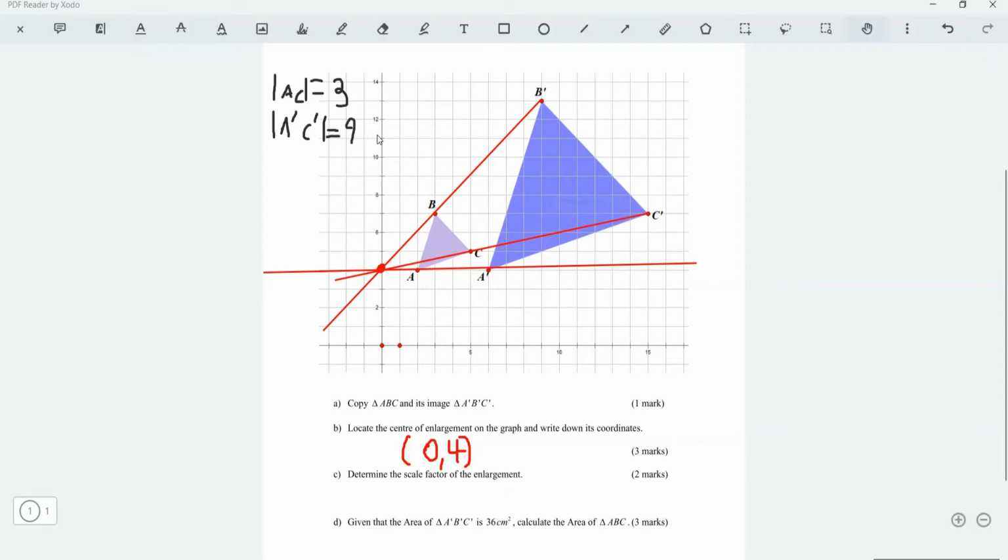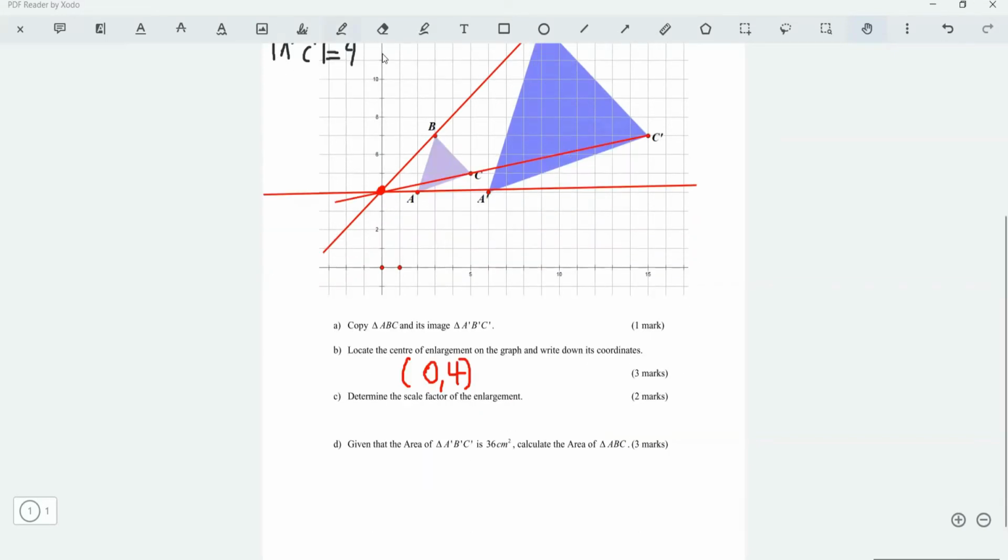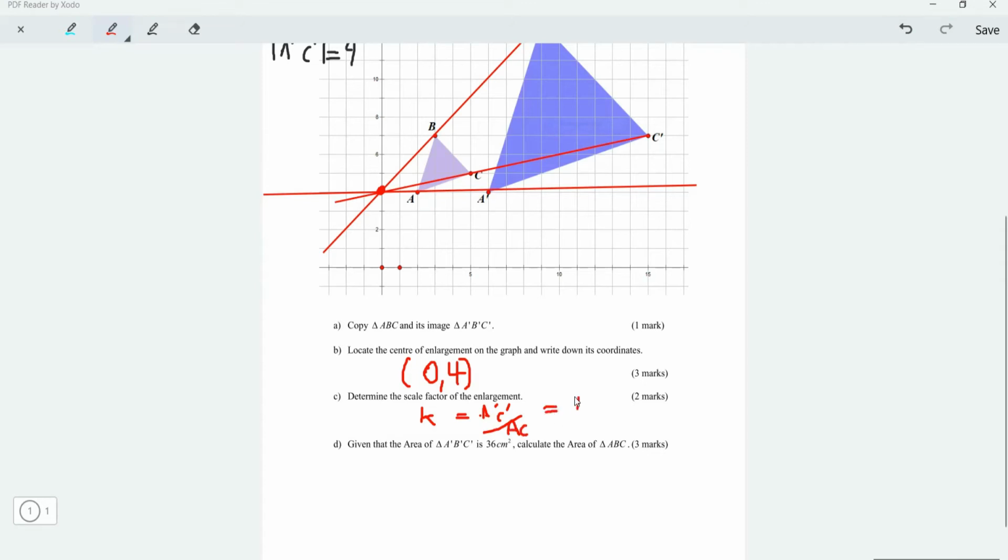So that means that the scale factor is the corresponding side. Remember, it's the length of the image over the object for their corresponding sides. In this case, we like to call the scale factor K. So the scale factor K is equal to the length of A prime C prime divided by the length of AC. And that is 9 over 3, and 9 over 3 is 3. So that is going to be the enlargement.